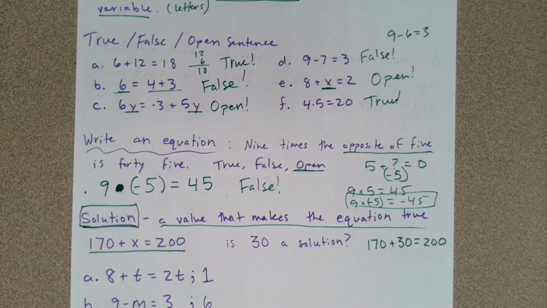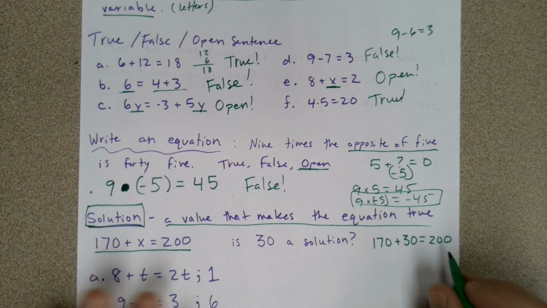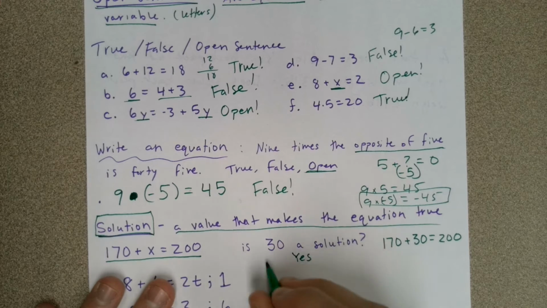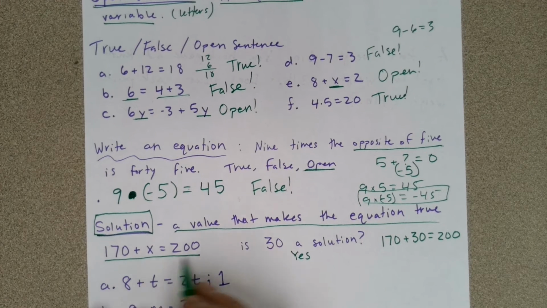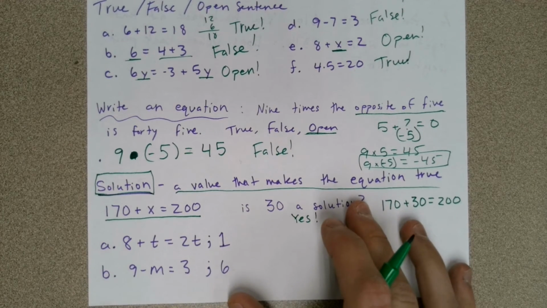Think about that in your head. I'm sure by now you already know. 170 plus 30 is in fact 200. So this would be a solution. 30 is a solution for this problem. It works. We checked it out, we plugged it in, and it worked out.